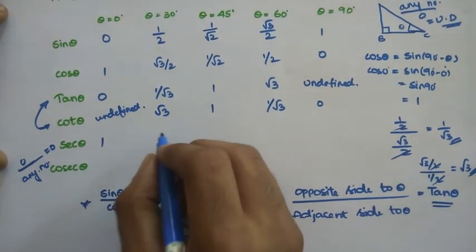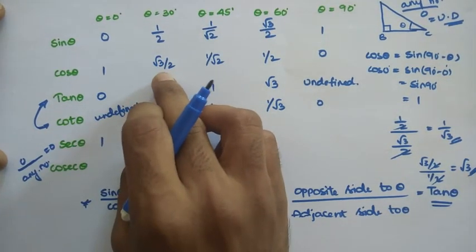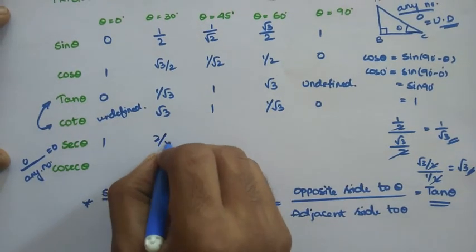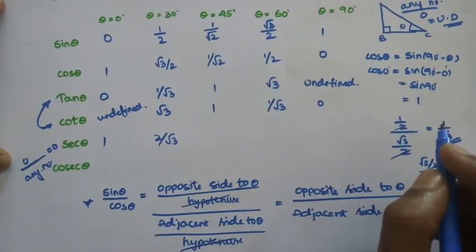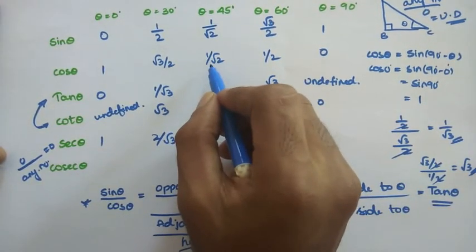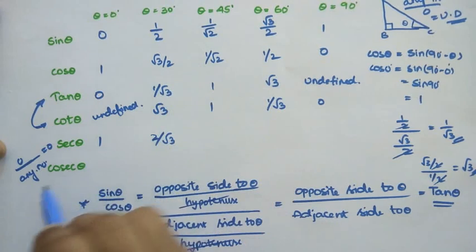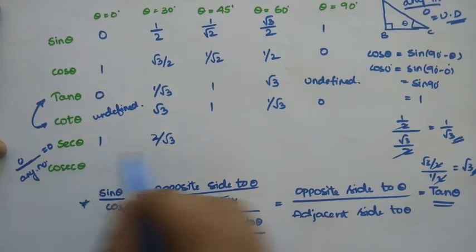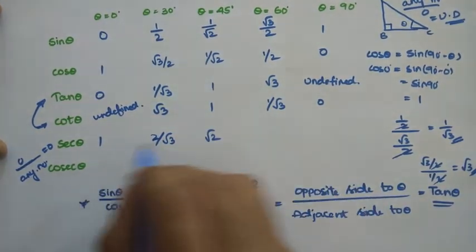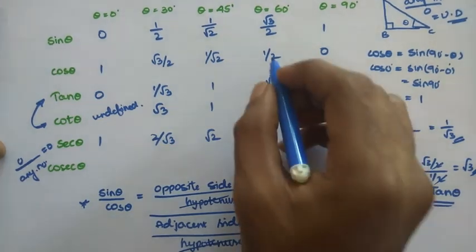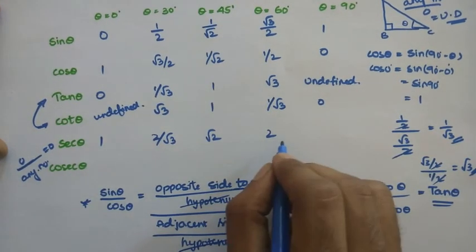Next we need to find secant 30. It is the reciprocal of cos 30, so the reciprocal of root 3 by 2 will be 2 by root 3. Reciprocal means we interchange the denominator and numerator. Remember that. Again, cos 45 is 1 by root 2, so secant 45 will be root 2 by 1, which is nothing but root 2. Secant 60 is the reciprocal of cos 60, which is 1 by 2, so it is 2 by 1, which is nothing but 2.